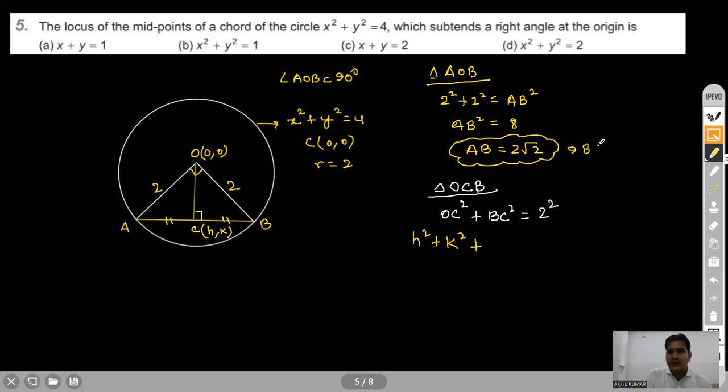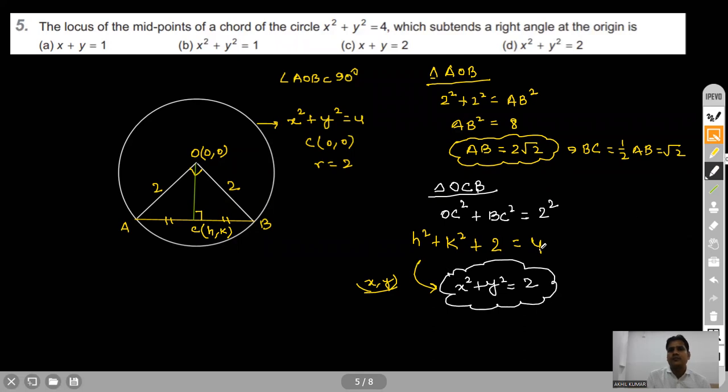What will be BC? BC will be half of AB, that is nothing but root 2. So root 2 square will be 2, and that is equal to 2 square, that will be 4. So now replace this h and k by x and y. So we get the locus of the midpoint of this chord as x square plus y square is equal to 2. Right? This is the locus of the midpoint of the chord which is subtending 90 degrees at the center. So option D is correct for this question.